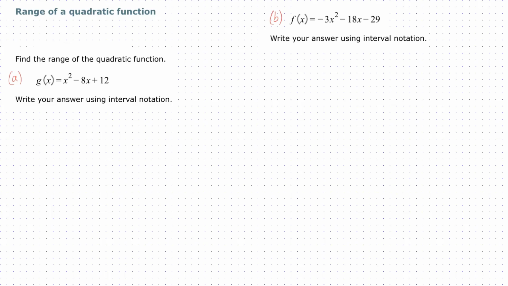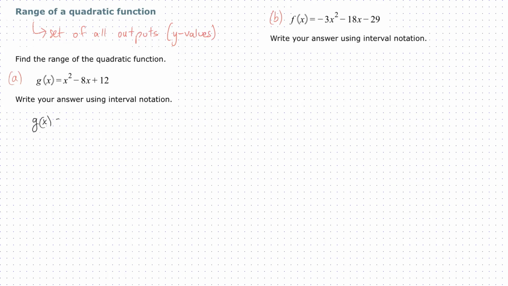Now you've got to remember, the range is actually the set of all output values, or the set of all outputs. In this case, remember the outputs are the y values. For part A, they are the g of x values. We're going to find this by completing the square and finding the vertex. So let's find the vertex.